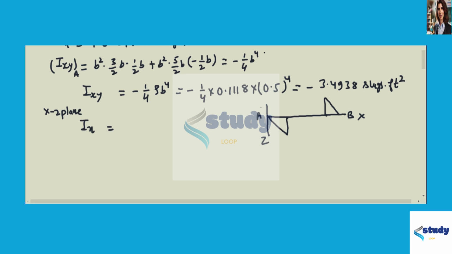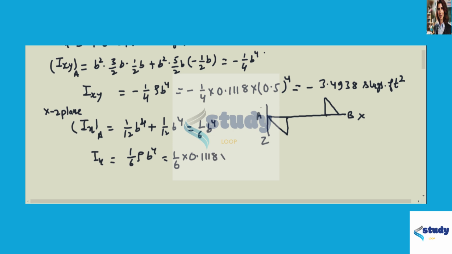Ix will be 1 by 12 b square, 1 by 12 b, that is 1 by 6 b to the power 4. So Ix can be written as 1 by 6 rho b to the power 4. Substitute the value. Rho is 1118, b is 0.5 whole to the power 4.